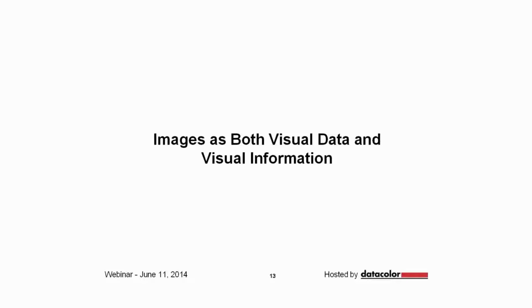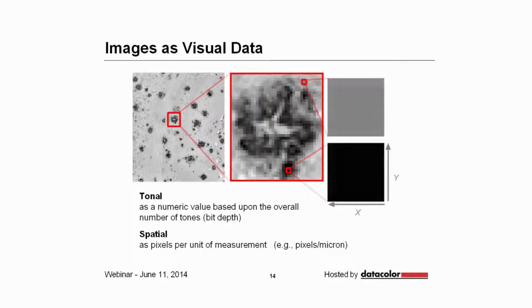But the reason that we really need to focus on images is because images are both visual data and visual information, but really they're heavily visual data. Images are made up of pixels. Pixels have tones. The tones are given a numeric value based upon the overall number of tones, the bit depth, and then they're also spatial.